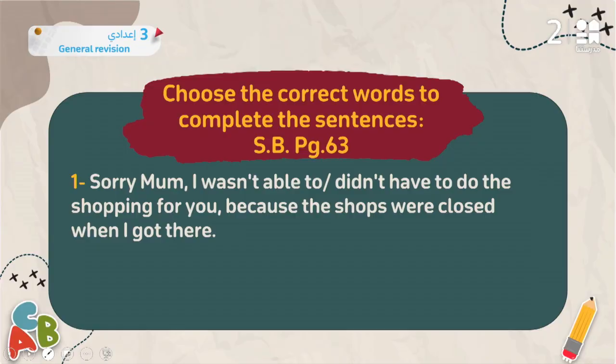Didn't have to, this means it was not necessary for me to do it or it was a choice for me to do it. يعني didn't have to معنى حاجة مش إلزامية عليا إني أعملها. طيب هنا بيقول the shops were closed when I got there. المحلات كانت قافلة لما وصلت. يبقى هنا عايز يعبر عن عدم قدرته على إن هو يعمل الحاجة. So I wasn't able to.